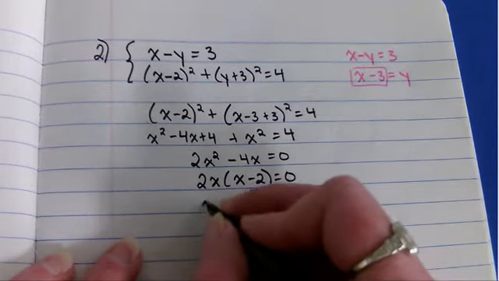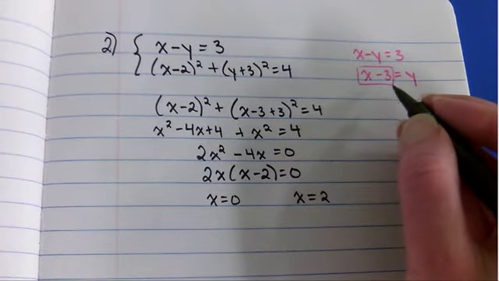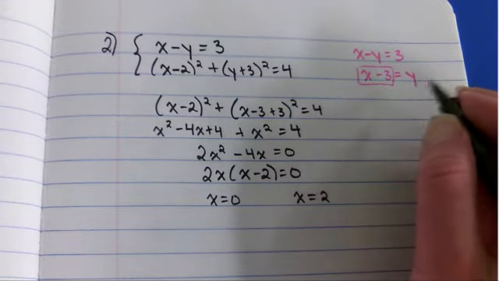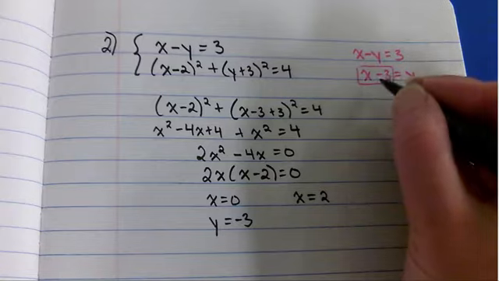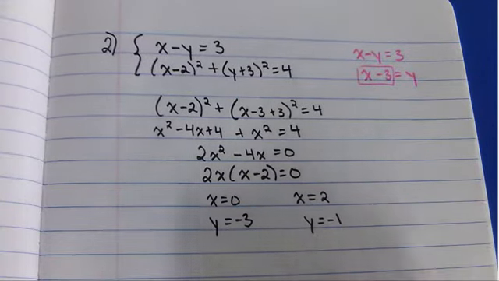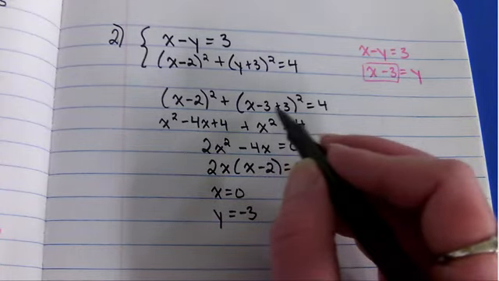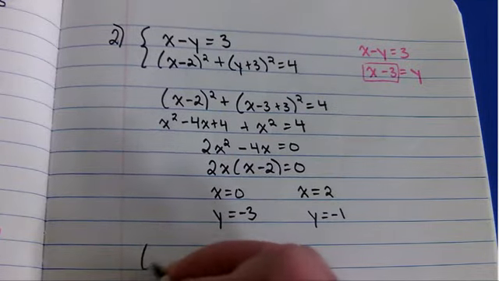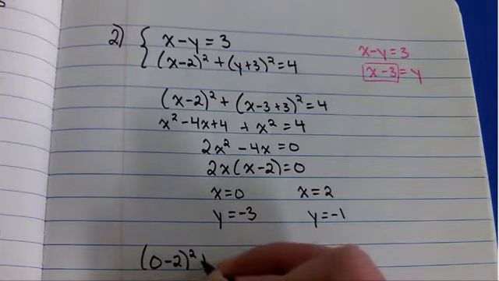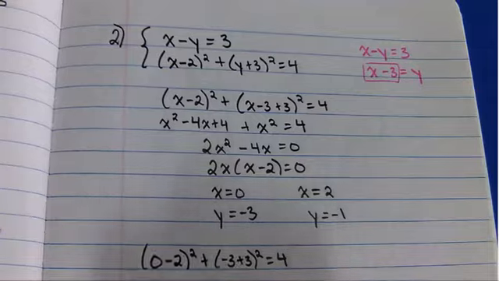So I end up with these two solutions, x equals 0 and x equals 2. I have this equation that will help me find my y's. x minus 3 is y. So when I plug in 0, I'll get a y value of negative 3. When I plug in 2, I'll get a y value of negative 1. But I have to make sure that this works in the other equation. So I'm going to plug x and y into this second equation. So (x minus 2) squared would be (0 minus 2) squared plus (y plus 3), so negative 3 plus 3, squared. Does that equal 4?